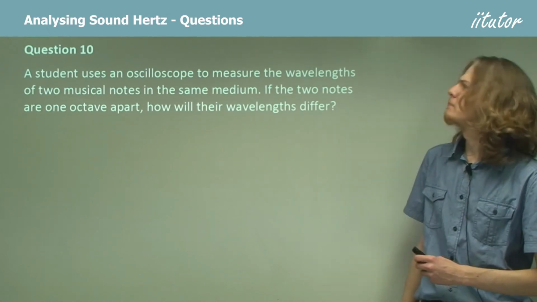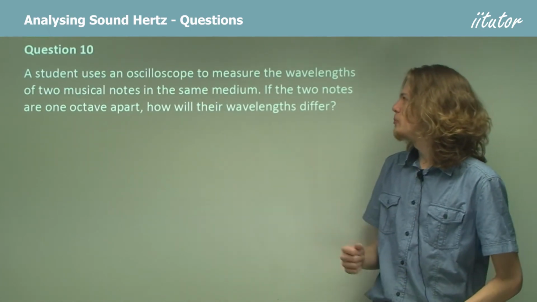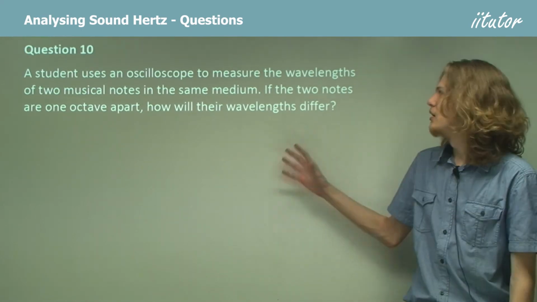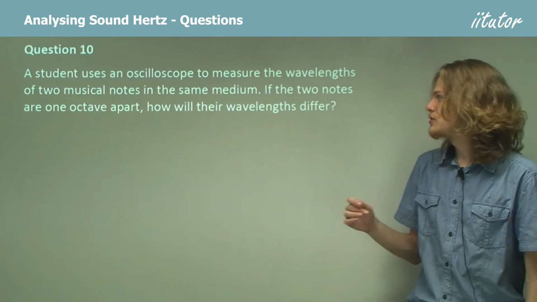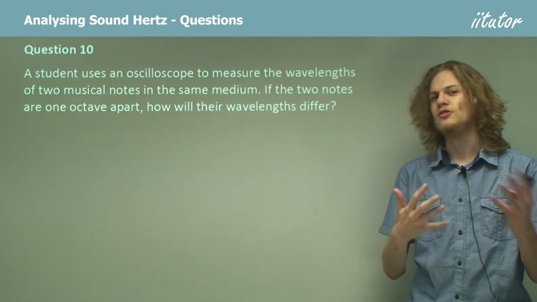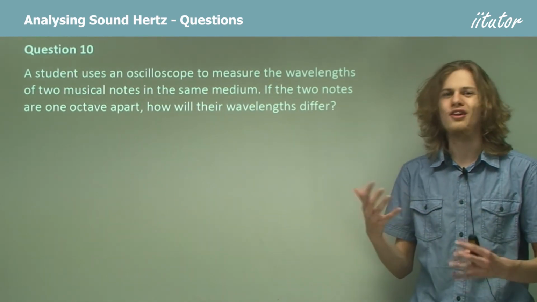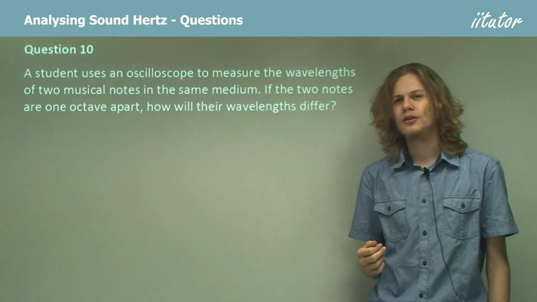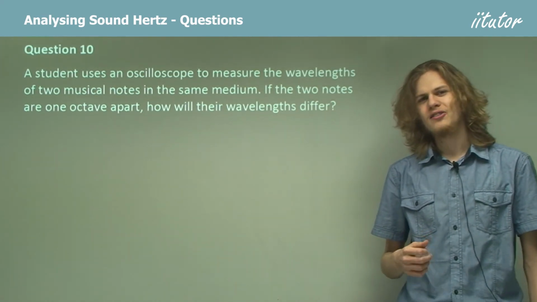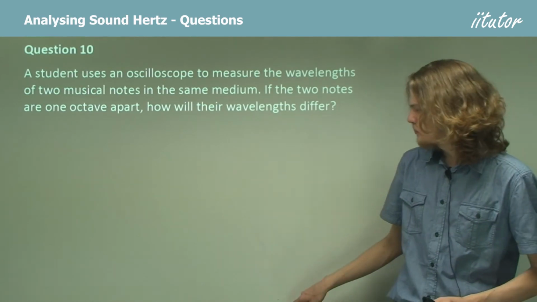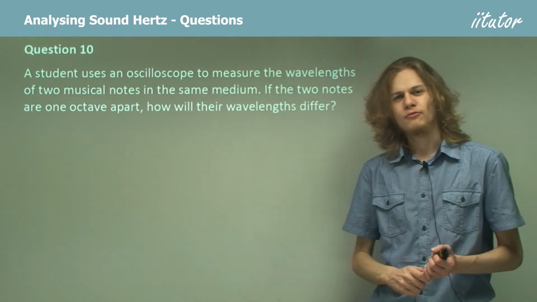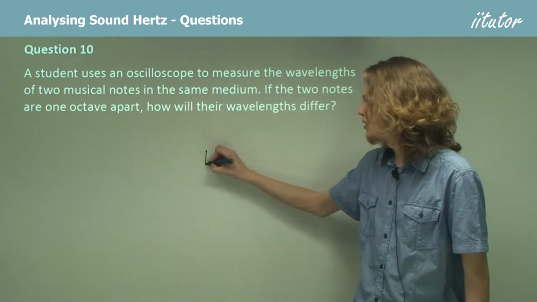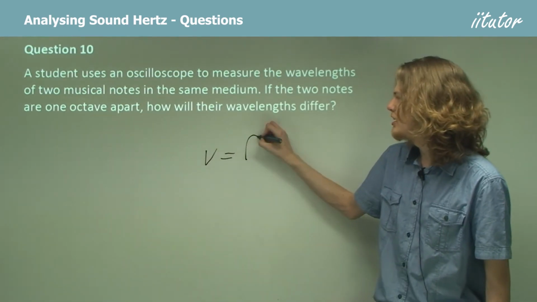Finally, question 10. A student uses an oscilloscope, which of course is a device for measuring the wavelength or frequency of waves, to measure the wavelength of two musical notes in the same medium. So they're not traveling at different speeds and we don't need to worry about what they're traveling through. If two notes are 1 octave apart, how will their wavelengths differ? Now this is an interesting question, isn't it? If we're trying to relate frequency and wavelength, what equations do we know to do that? Well, there's one that we keep coming back to, v equals f lambda.